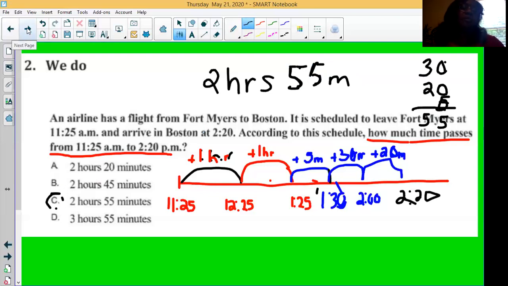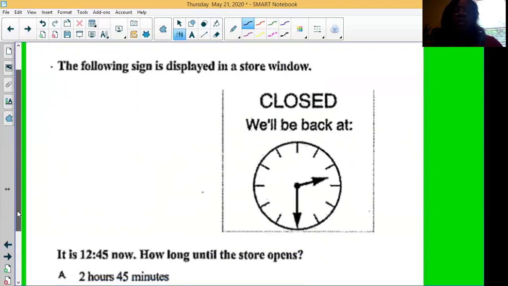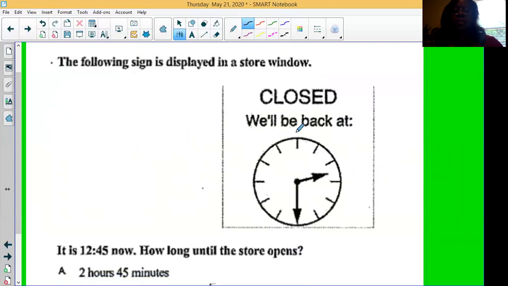All right, let's go to your next question. The next question is a we do. It says the following sign is displayed in the store window. The sign reads, closed, we'll be back at, what time is this? Let's see, here's 12, right here. This would be 12. And beside 12, this would be 1. And then beside 1 would be 2. And this would be 3.